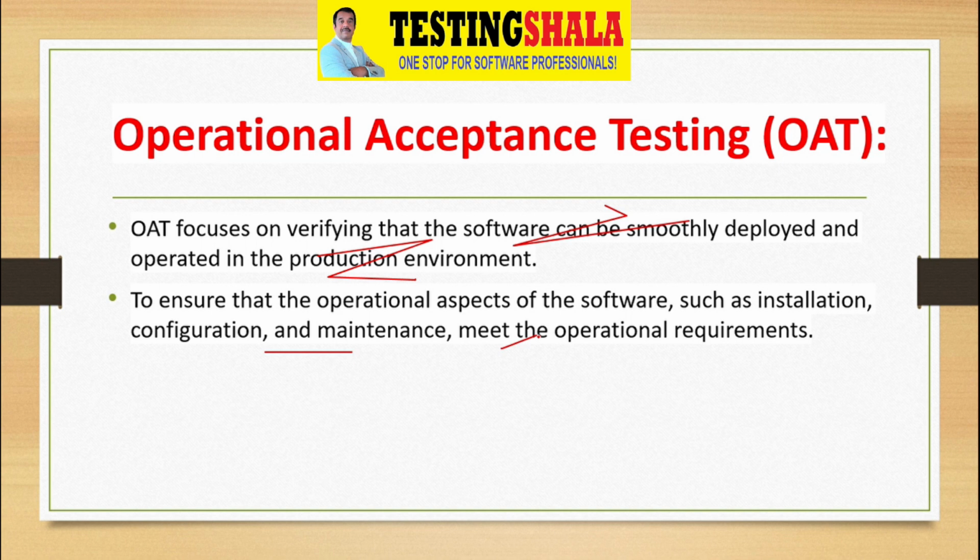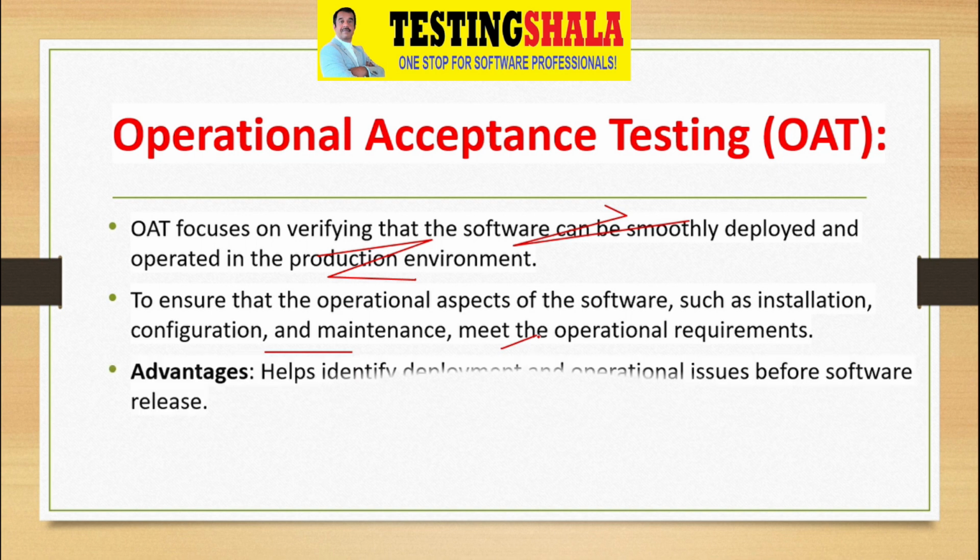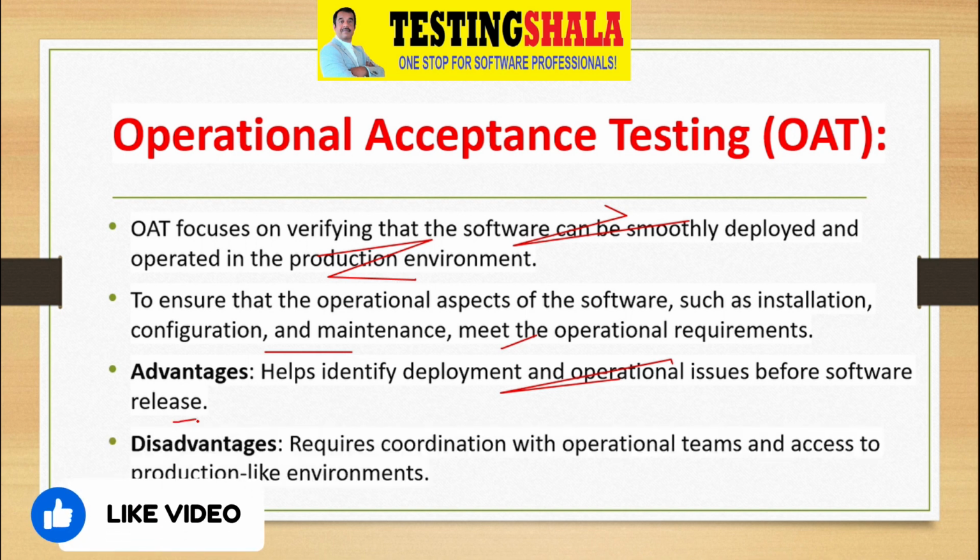The advantage of operational acceptance testing is that it identifies any deployment or operational issues before we release to the customer. The disadvantage is that it requires coordination with the operational team and access to the production environment, so that we can try out the installation, configuration and maintenance perspectives before releasing to the end customers. So these are the five different types of user acceptance testing we can perform for any given software testing.